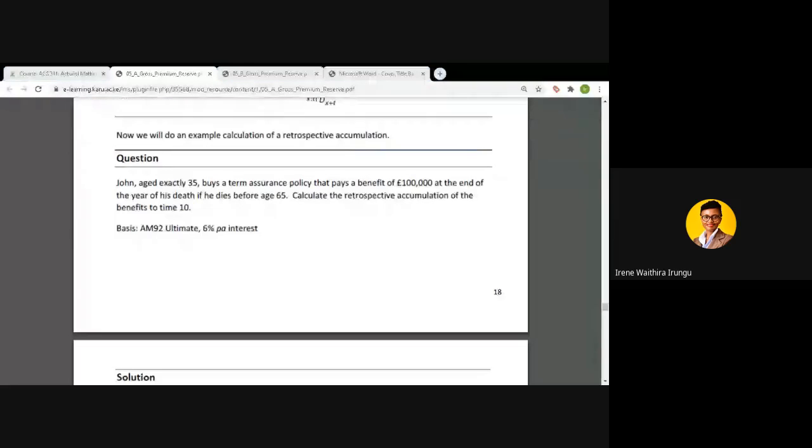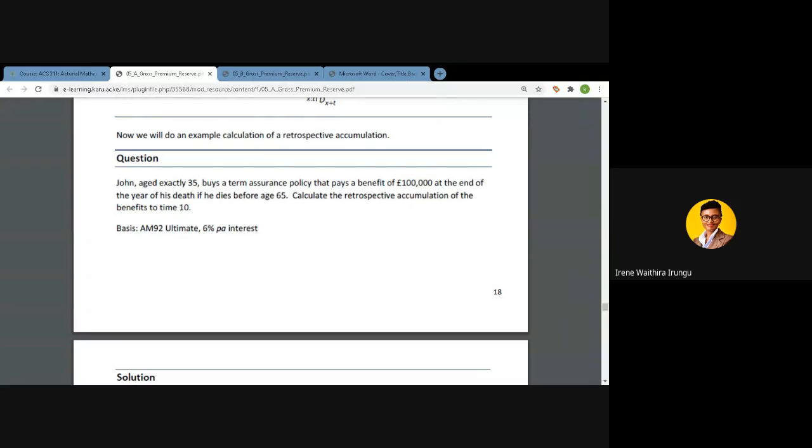In our example, John, age 35, buys a term assurance policy that pays a benefit of 100,000 at the end of the year of his death if he dies before age 65. Calculate the retrospective accumulation of the benefit to time 10.